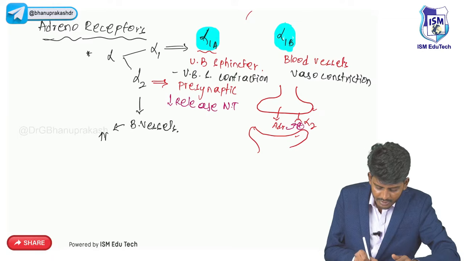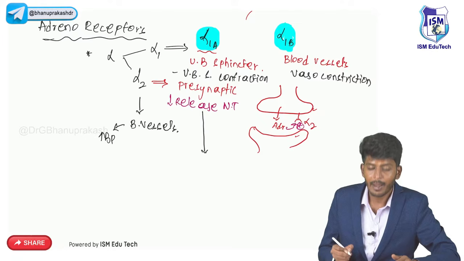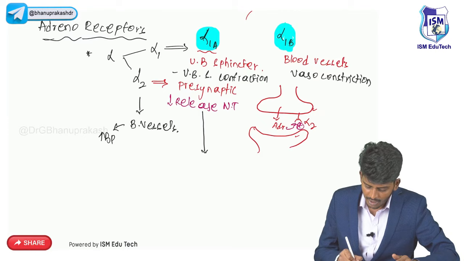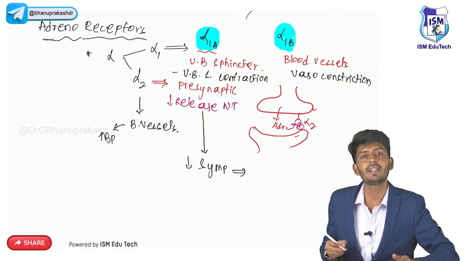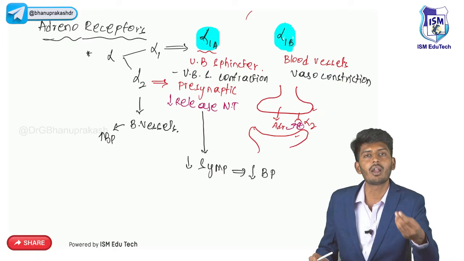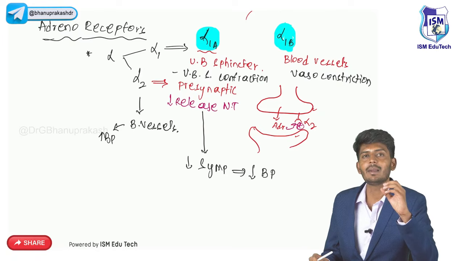But you need to understand there is a presynaptic receptor. Presynaptic receptor will decrease the release of adrenaline, noradrenaline. Less adrenaline, noradrenaline means decrease of the sympathetic activity. If there is a decrease of the sympathetic activity, automatically there will be decrease of the blood pressure. So if we stimulate alpha 2 receptor at the neuron level, there will be a decrease of the BP.